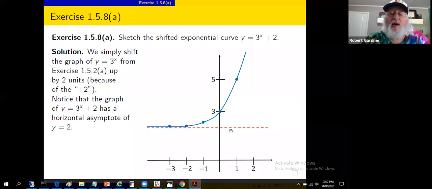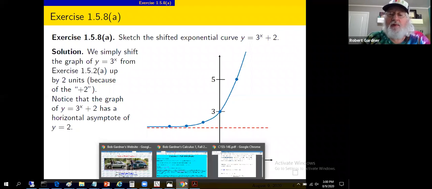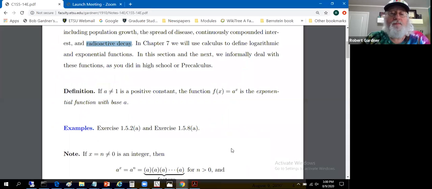On the previous slide, we had a horizontal asymptote over to the left-hand side of y equals 0, the x-axis. Well, we've moved everything up 2 units, and now we have the line y equals 2 as a horizontal asymptote of this particular function. So same thing we had on the previous slide, just shifted 2 units up. Shifting of a graph by adding a constant to the function values. Back to the notes.